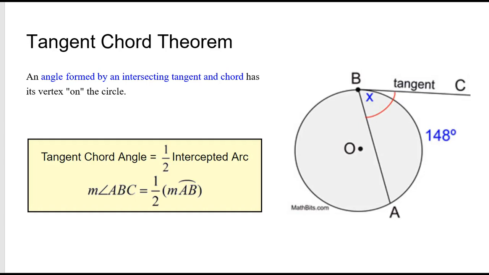Alright, our next theorem is called the tangent chord theorem. So let's review tangent right here. It's even labeled tangent. Tangent is a line that touches the circle at one point. It's right there at B. And a chord is just a line with endpoints on the circle. So there's my chord.